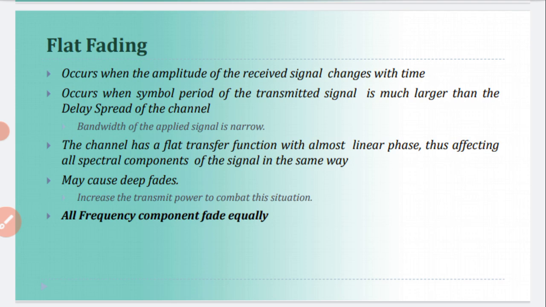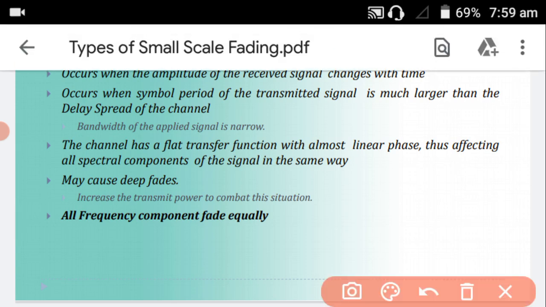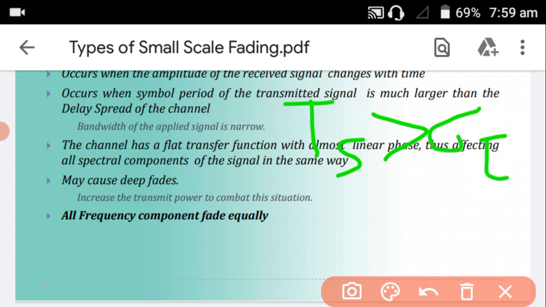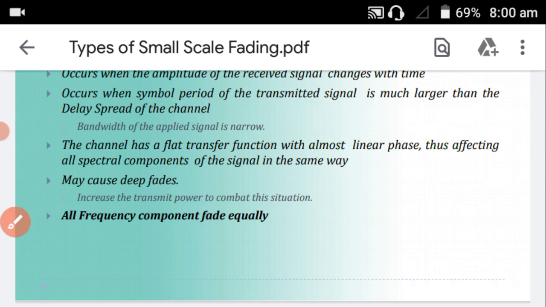It occurs when the symbol period of the transmitted signal, that is Ts, is much greater than the delay spread of the channel. Sorry, delay spread of the channel, sigma tau. Ts is greater than sigma tau. This is the condition here, that is the symbol period Ts is greater than the delay spread of the channel.